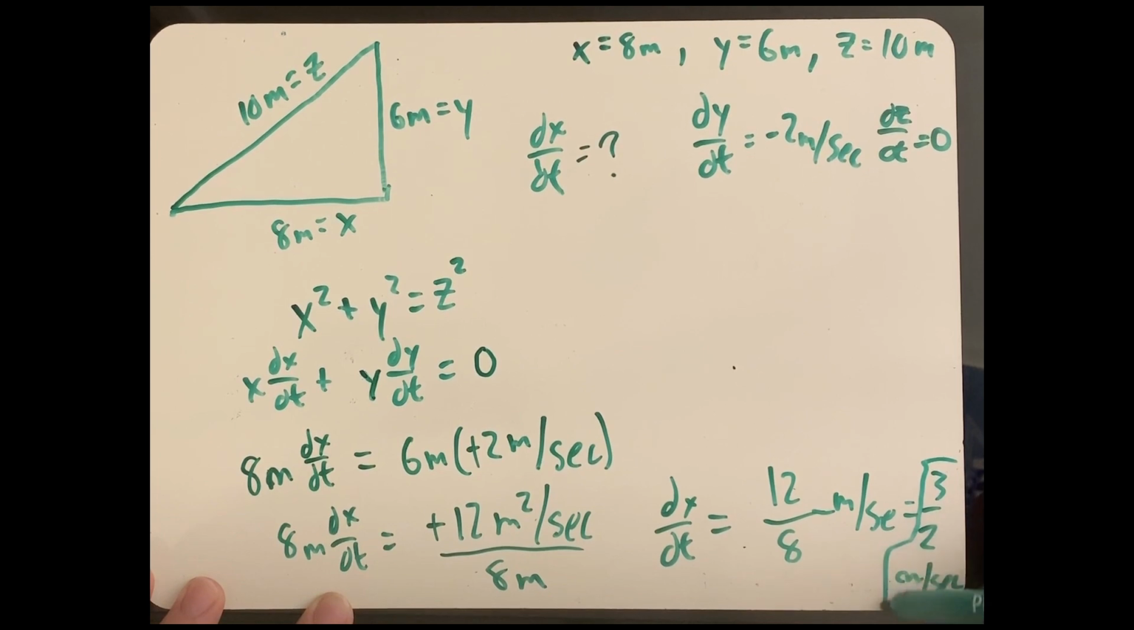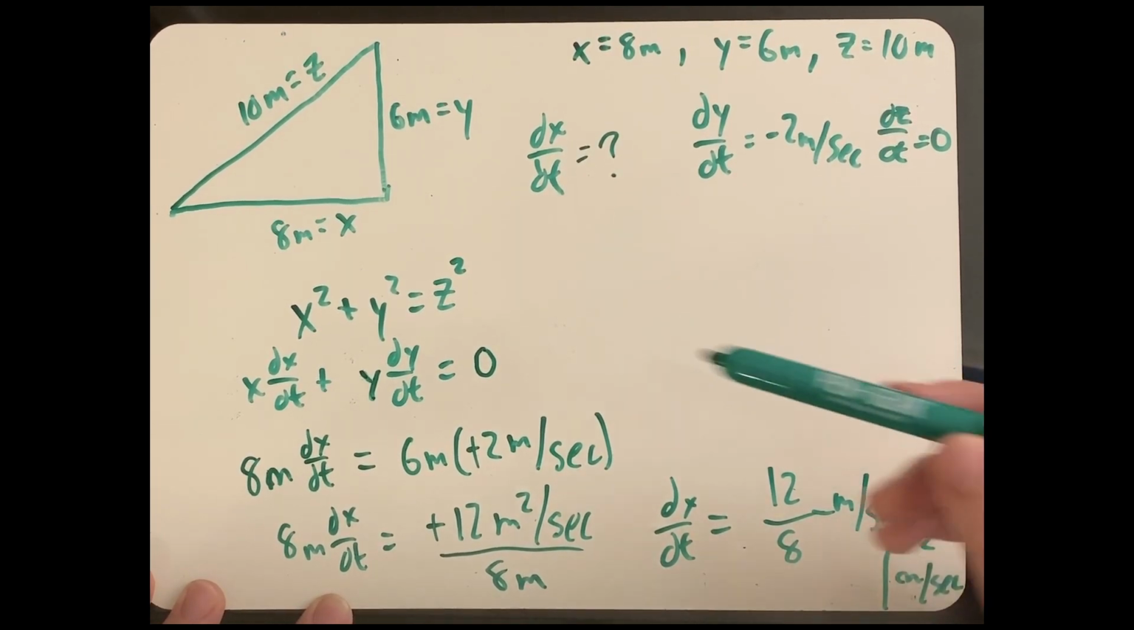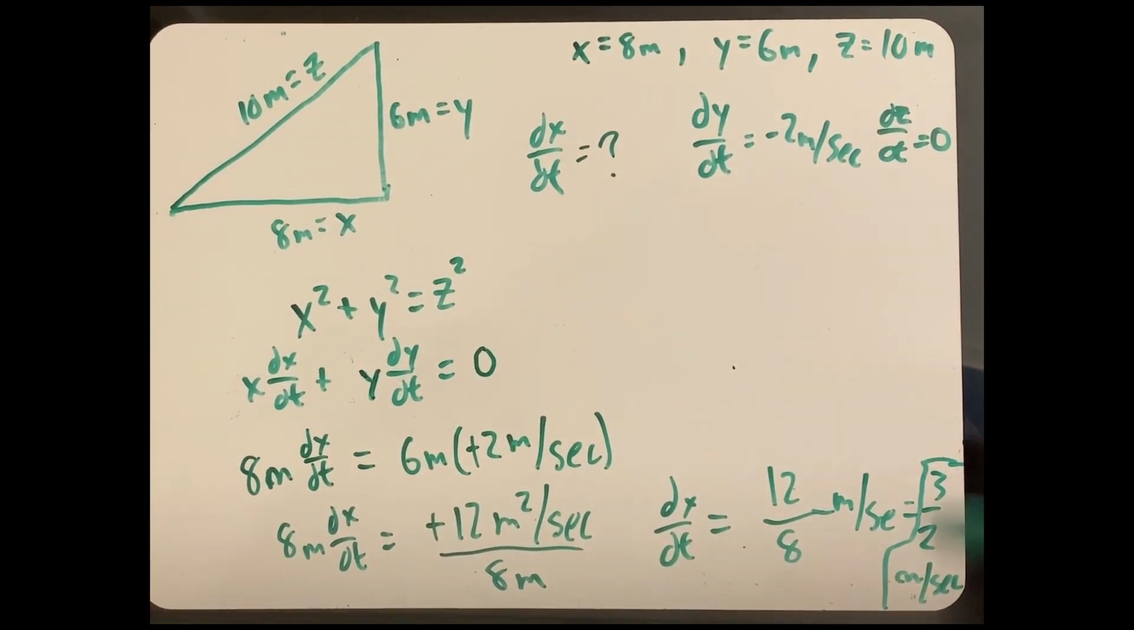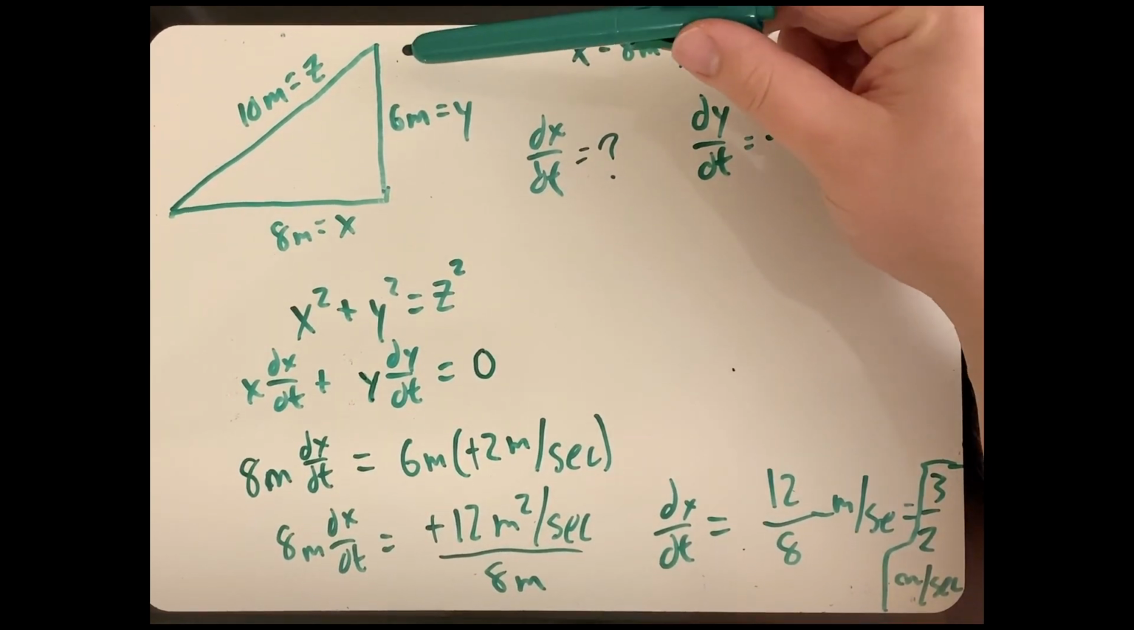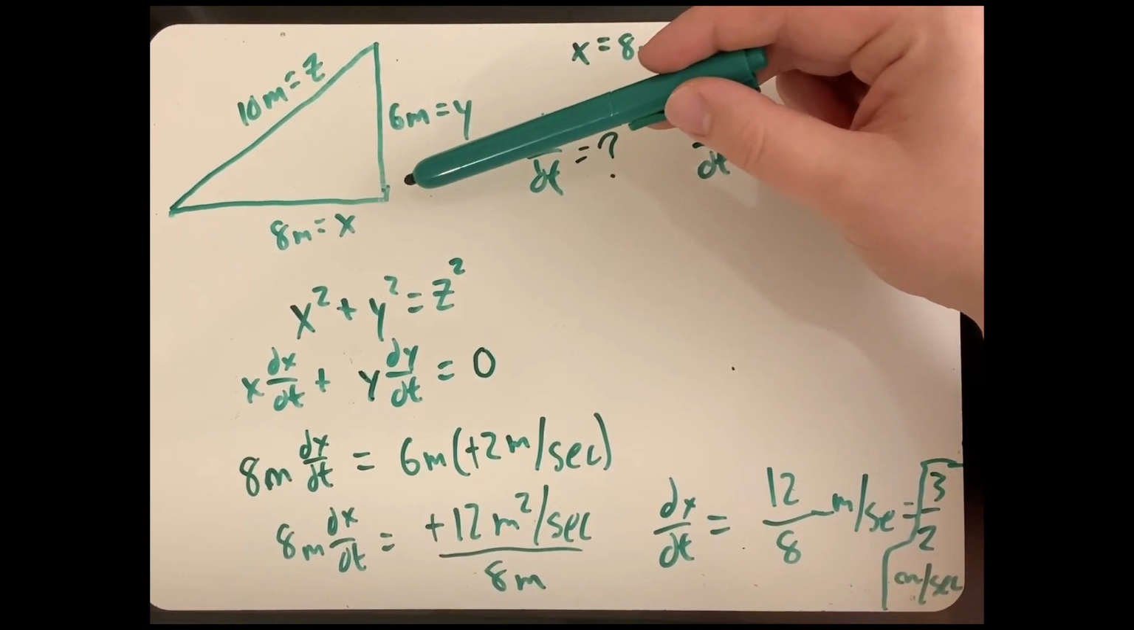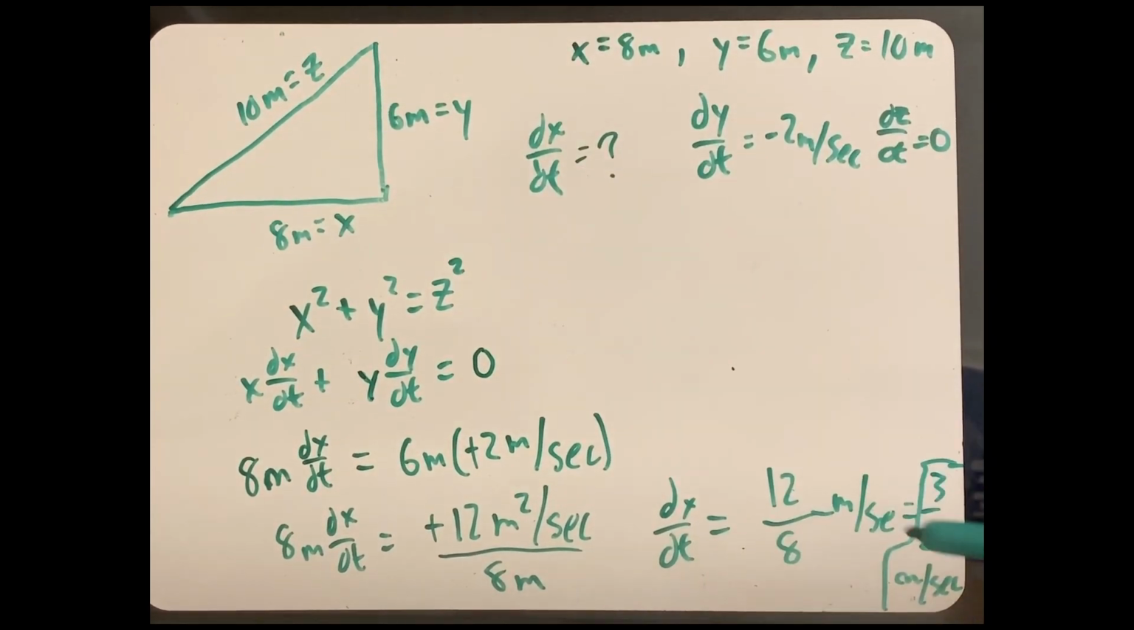And that is your answer. That is how fast the ladder is sliding away from the wall at that instant. And it should be positive because our dy dt is going down, then our dx dt is going out. So those numbers should make sense.